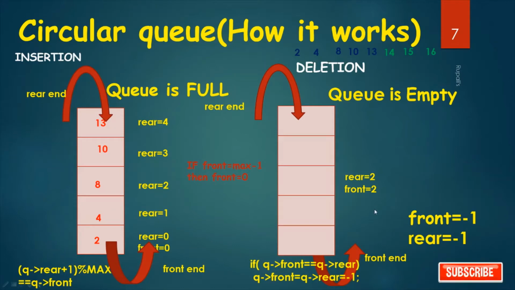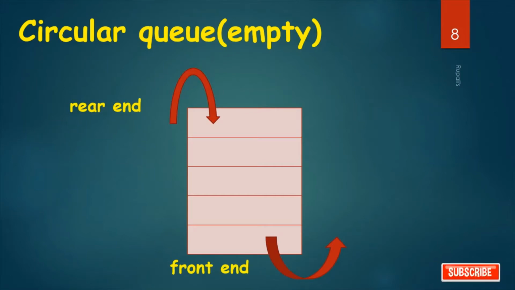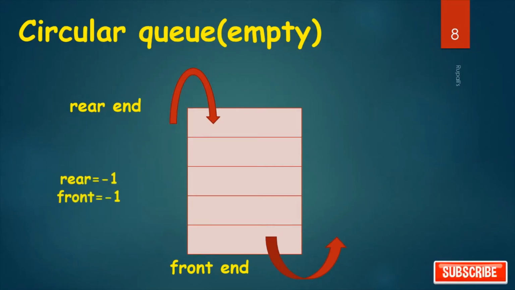So what is the full condition? When q arrow rear plus 1 mod max equals q arrow front, that is the full condition. And which one is the empty condition? Empty condition is when q arrow front equals q arrow rear, then make both front and rear as -1. So what is the condition for empty? This is the rear end, that is the inserting end. This is the front end, that is the deleting end. When the value of rear and front both are -1, we can say that our queue is empty.